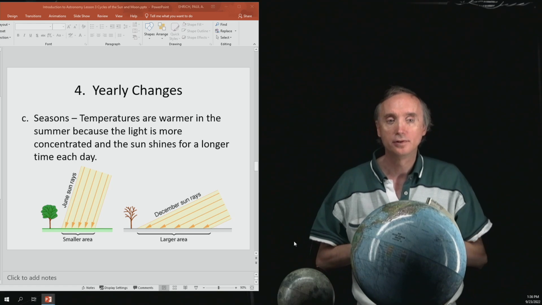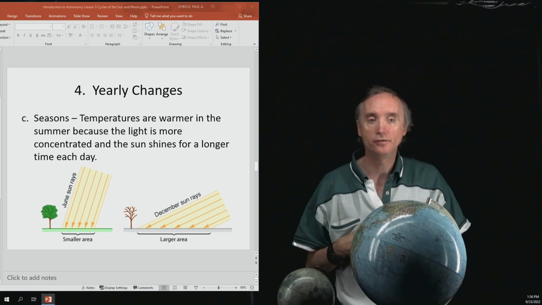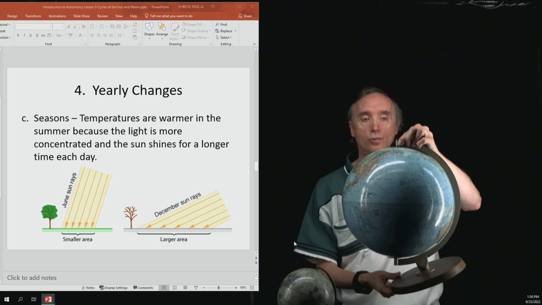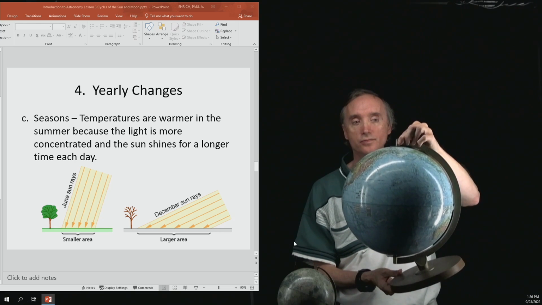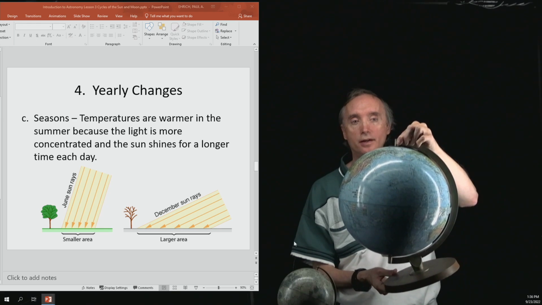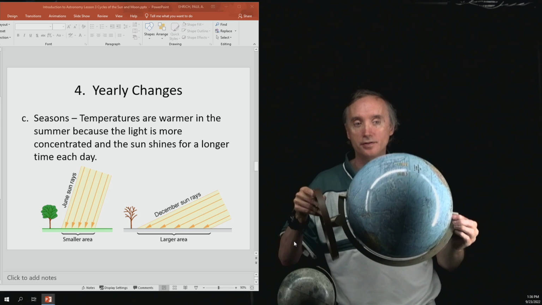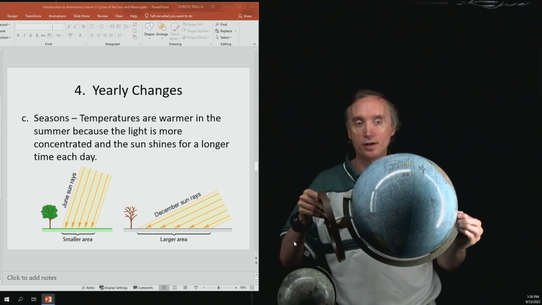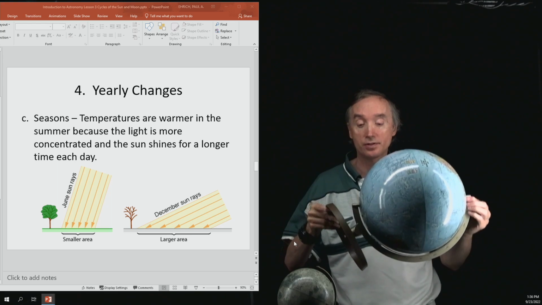Okay, now what do you suppose would happen if the Earth was tilted like this, straight up and down, and compare that to what would it be like if the Earth was tilted like this, so that the spin axis was sideways? So we'll talk about that in the next segment.